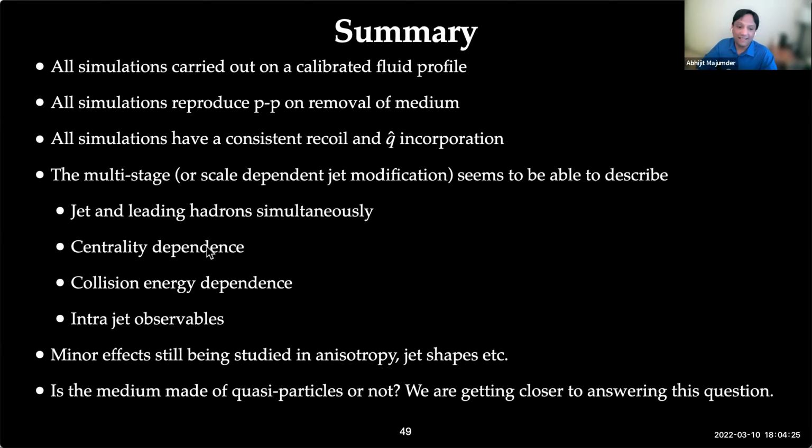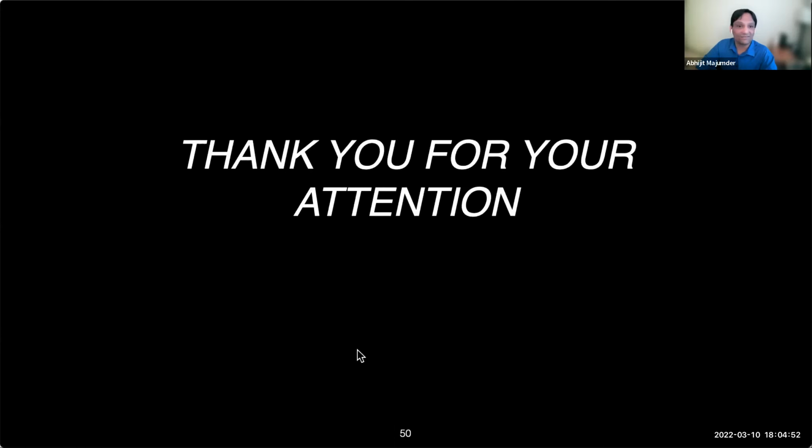It describes jets and leading hadrons. It describes the centrality dependence, the collision energy dependence, intrajet observables. There are minor issues with jet shape and with jet V2 and V3 that we are studying. But now the Bayesian analysis will give us a good idea of how close or how far we are from this picture of an HTL plasma. And with that, thank you for your attention.